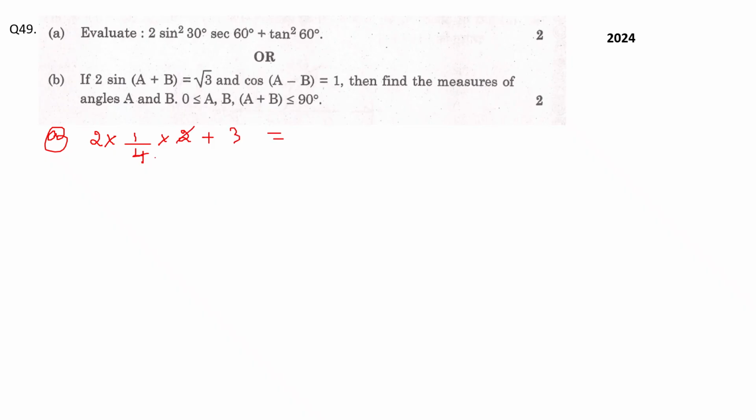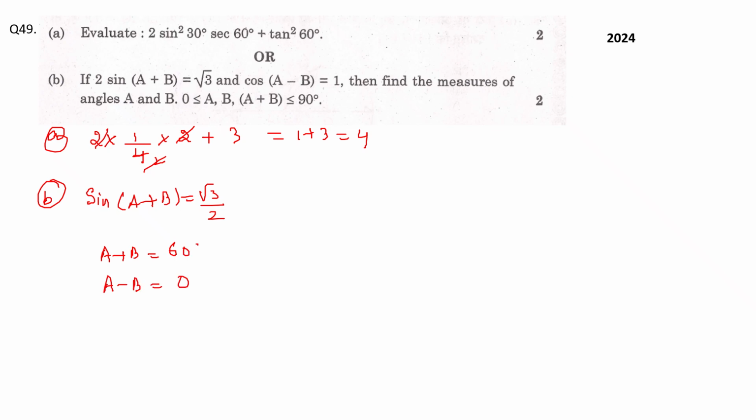So 2 times 2, the 2 and 2 cancel. So 1 plus 3 is equal to 4. Now the B part. 2 times sin(A plus B) is root 3. It means sin(A plus B) will be root 3 by 2, and sin 60 degrees is root 3 by 2. So A plus B will be 60 degrees, and cos(A minus B) is 1. It means A minus B is 0 because cos 0 is 1.